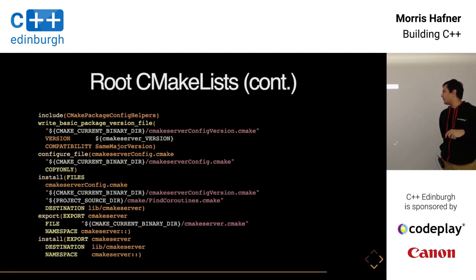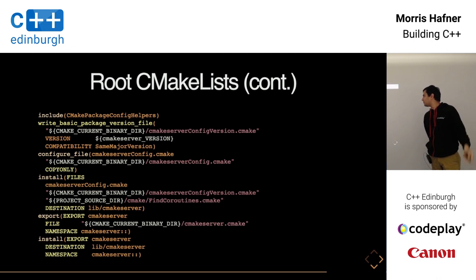First of all, I use some macro here to generate a small configuration file that defines the compatibility of my library. So in this case, I say every major version is compatible. So if someone has CMake Server 1.2 installed and I'm looking for CMake Server 1.1, this is also fine because it's the same major version. So we'll find this instead and not give an error.